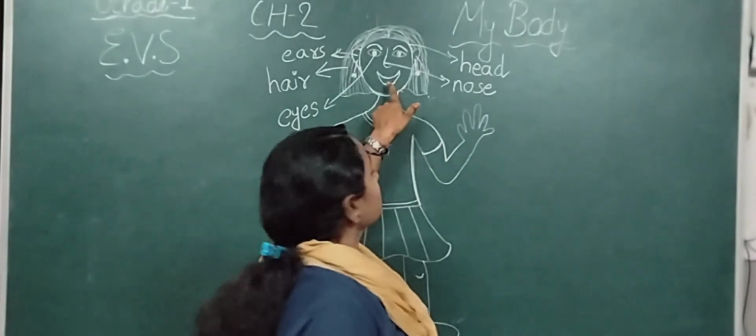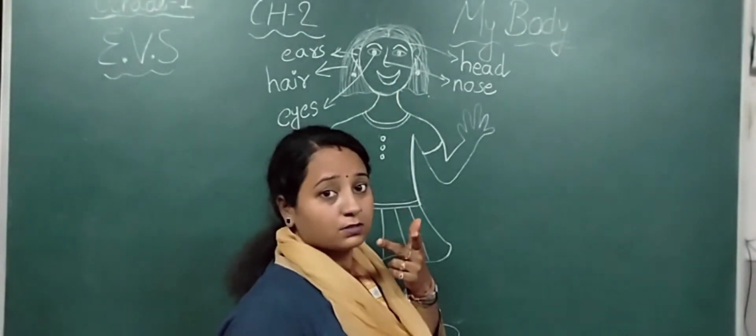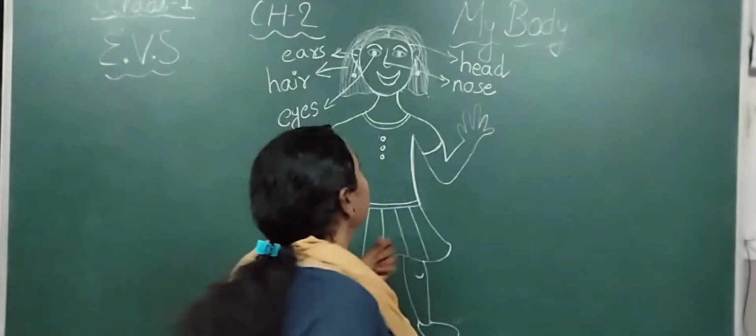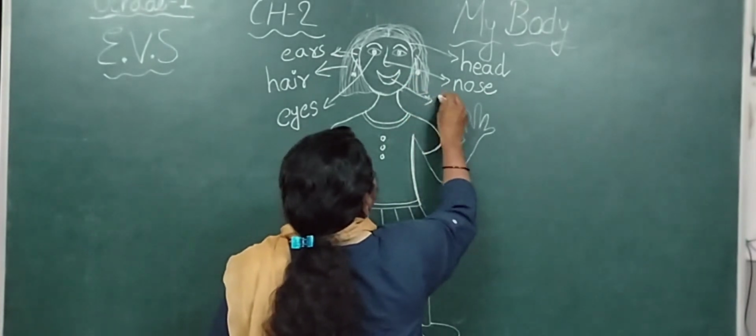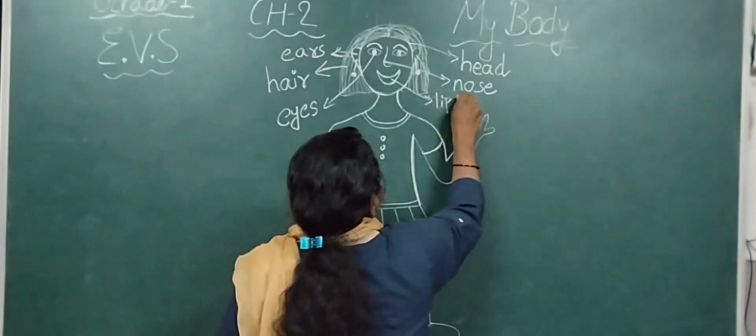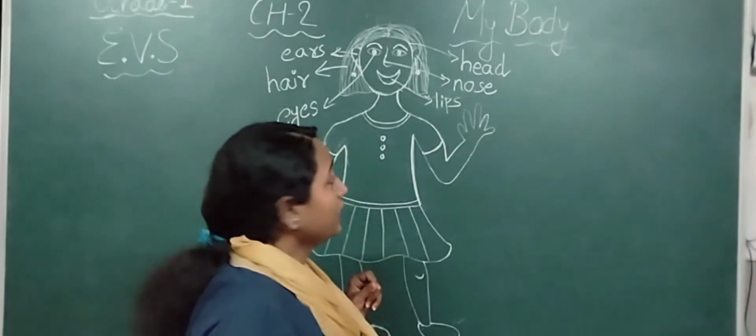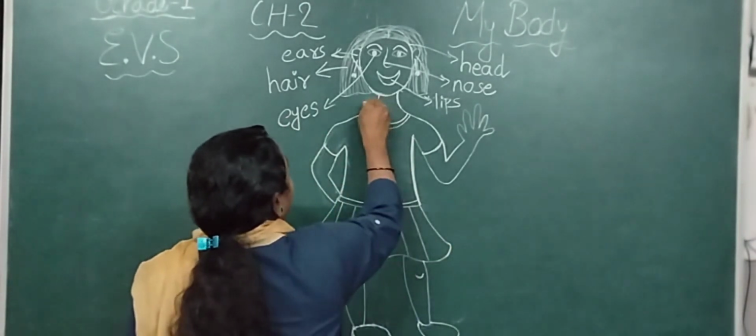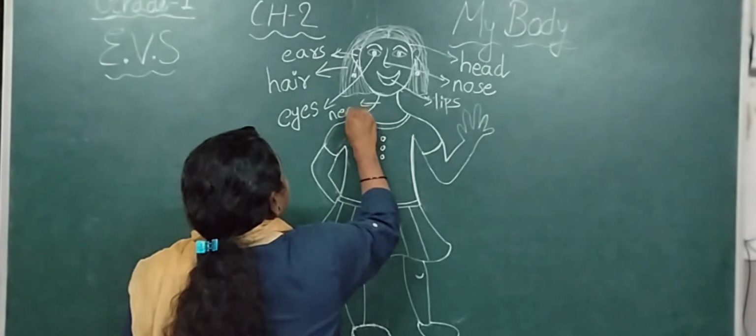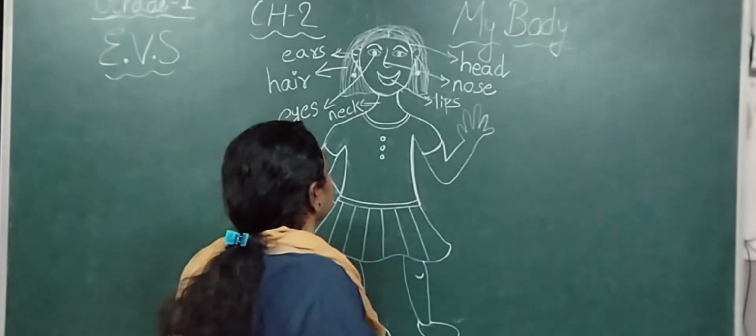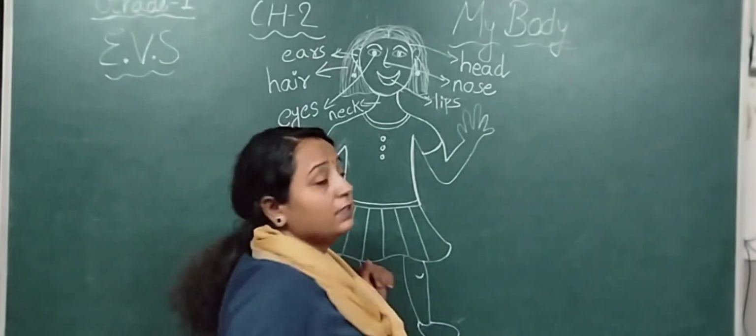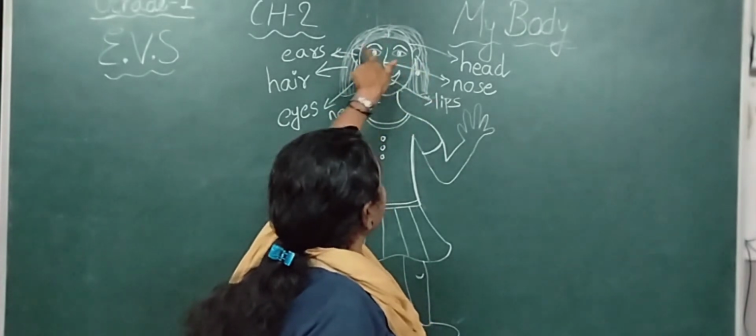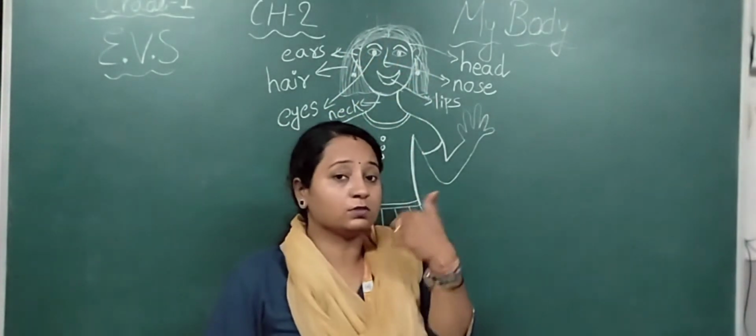Lips. Now, अभी इसको क्या बोलेंगे हम? Mouth. और इसको क्या बोलेंगे हम? Lips. Here I will write lips. Okay, then. इसको क्या बोलते हैं? Neck. N-E-C-K. Neck. Okay.